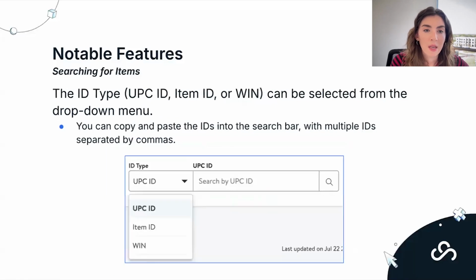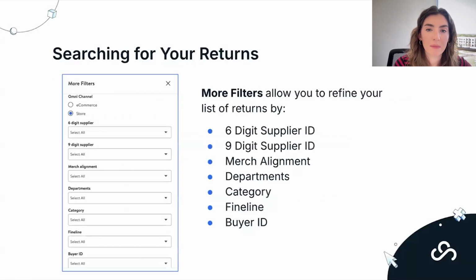So other things you can use is searching for items. So UPC ID, your item ID, or your Walmart item number or WIN can be selected from the drop-down menu. And then you can copy and paste those into the search bar, and you can have multiple IDs in there, which is nice that you can pull up multiple items at once. So one thing that some users haven't realized you can do is use that with commas.